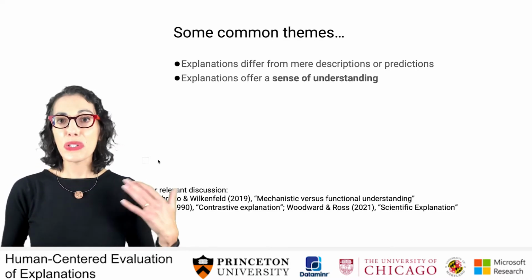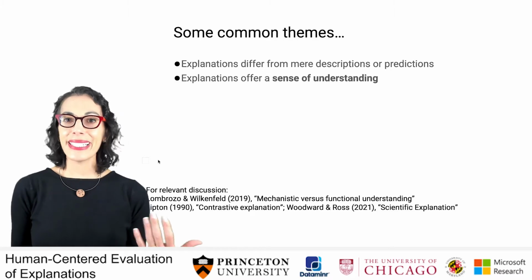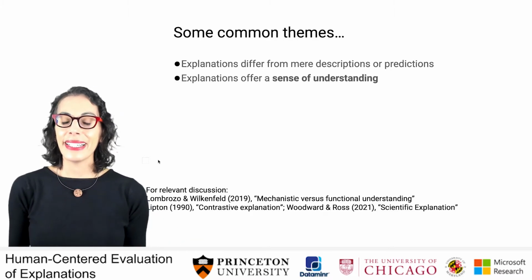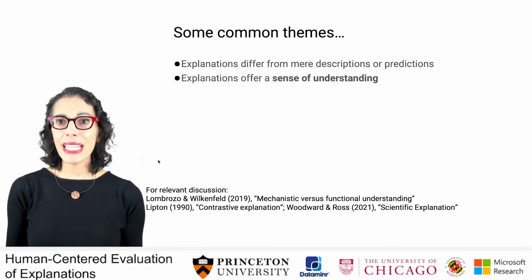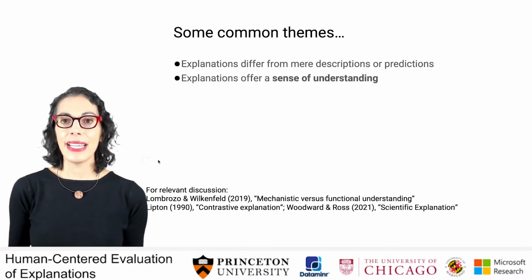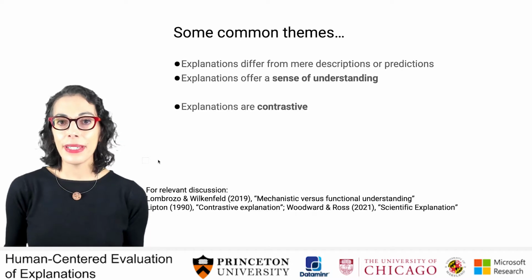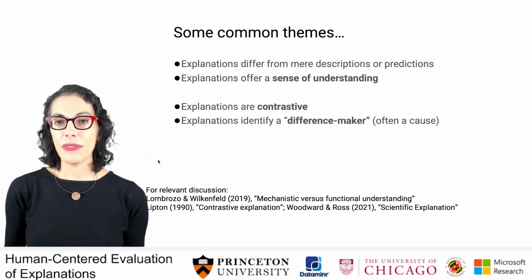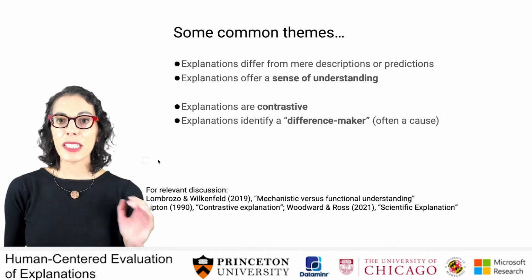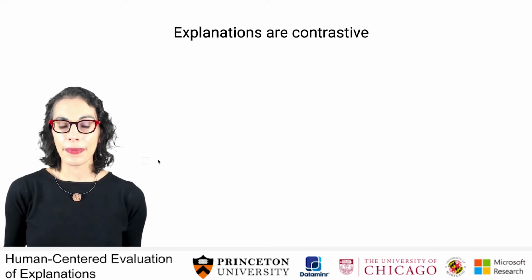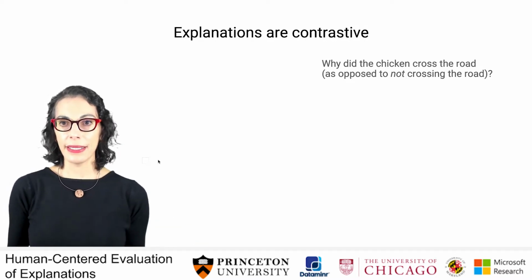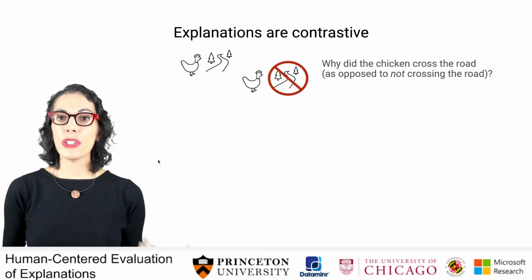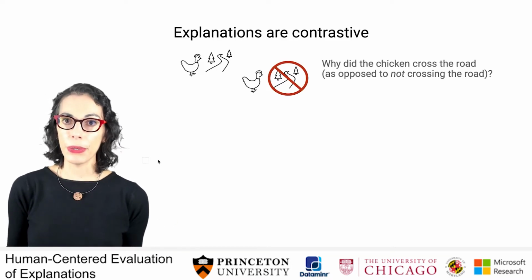Of course, this just prompts the further question, what does it take to generate a sense of understanding? Here accounts of explanation differ, as do accounts of understanding. But I think we can go a long way by focusing on the fact that explanations are contrastive and identify a difference maker, very often a cause. I'll explain what I mean here with an example. In our original case, I asked, why did the chicken cross the road? Although it wasn't explicit, the implicit contrast was with a situation in which the chicken did not cross the road.